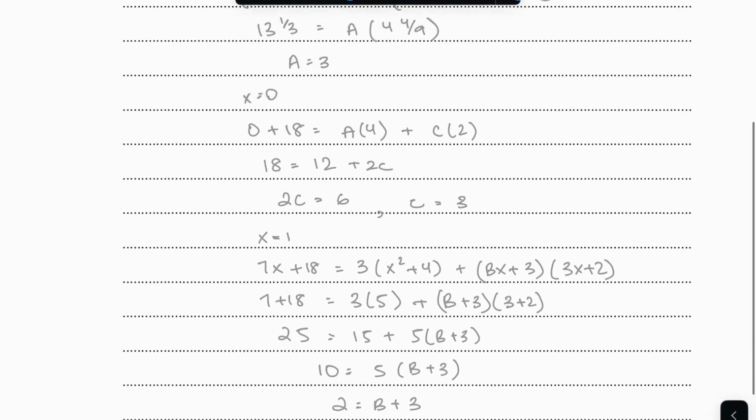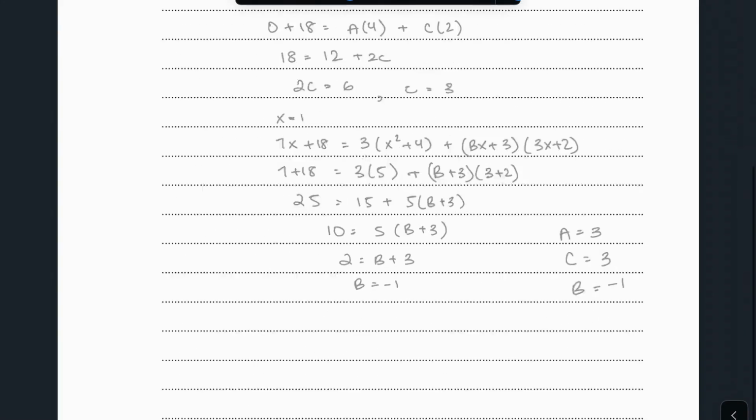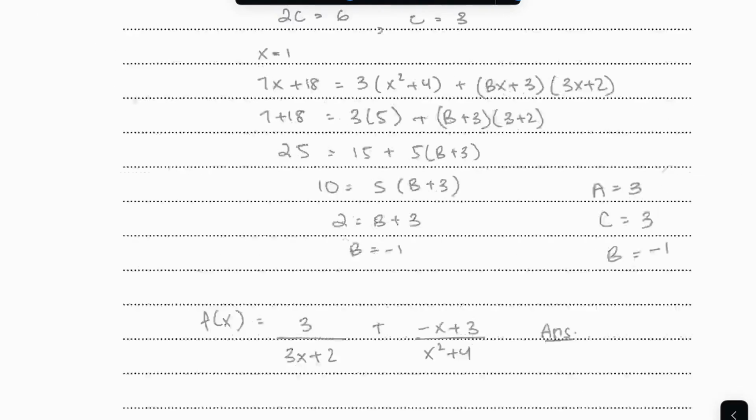So now we have found that a is equal to 3, c is equal to 3, and b is equal to minus 1. So we can write our expression f of x is equal to 3 over 3x plus 2 plus minus x plus 3 over x squared plus 4. And that is the answer.